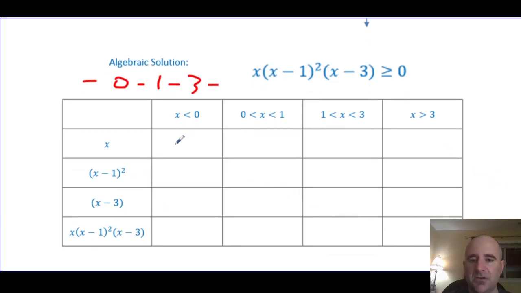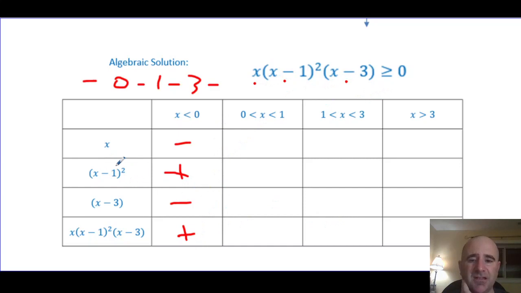So if x is less than 0, in my head I'm thinking about a number like -1, then x is negative. Okay, x minus 1 squared is positive. Okay, -1 minus 1, -2 squared is positive. And -1 minus 3 is negative. And now I just think, okay, a negative times a positive times a negative is always a positive. So the final answer will be positive, okay? Because the equation is made up of these 3 factors. So their signs determine the sign of the answer.